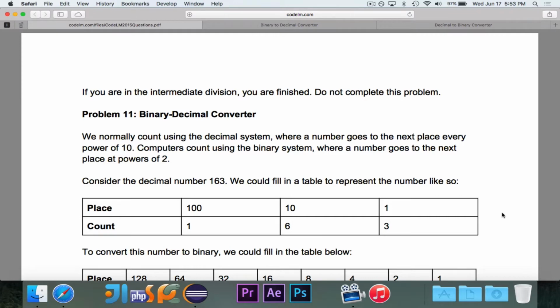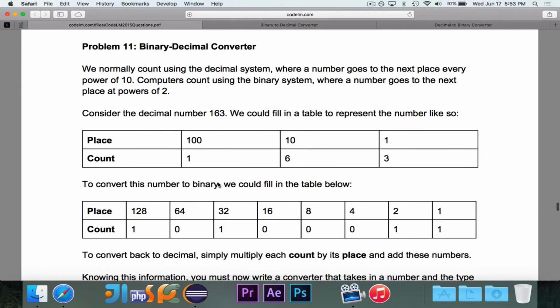So let's consider the number 163. We could fill in a table saying that the 100's place has 1, the 10's place has 6, there are 6 tens, and there are 3 ones. To get back from this table into decimal, you multiply each count by its place. So 3 times 1 plus 6 times 10 plus 100 times 1, and you would get 163.